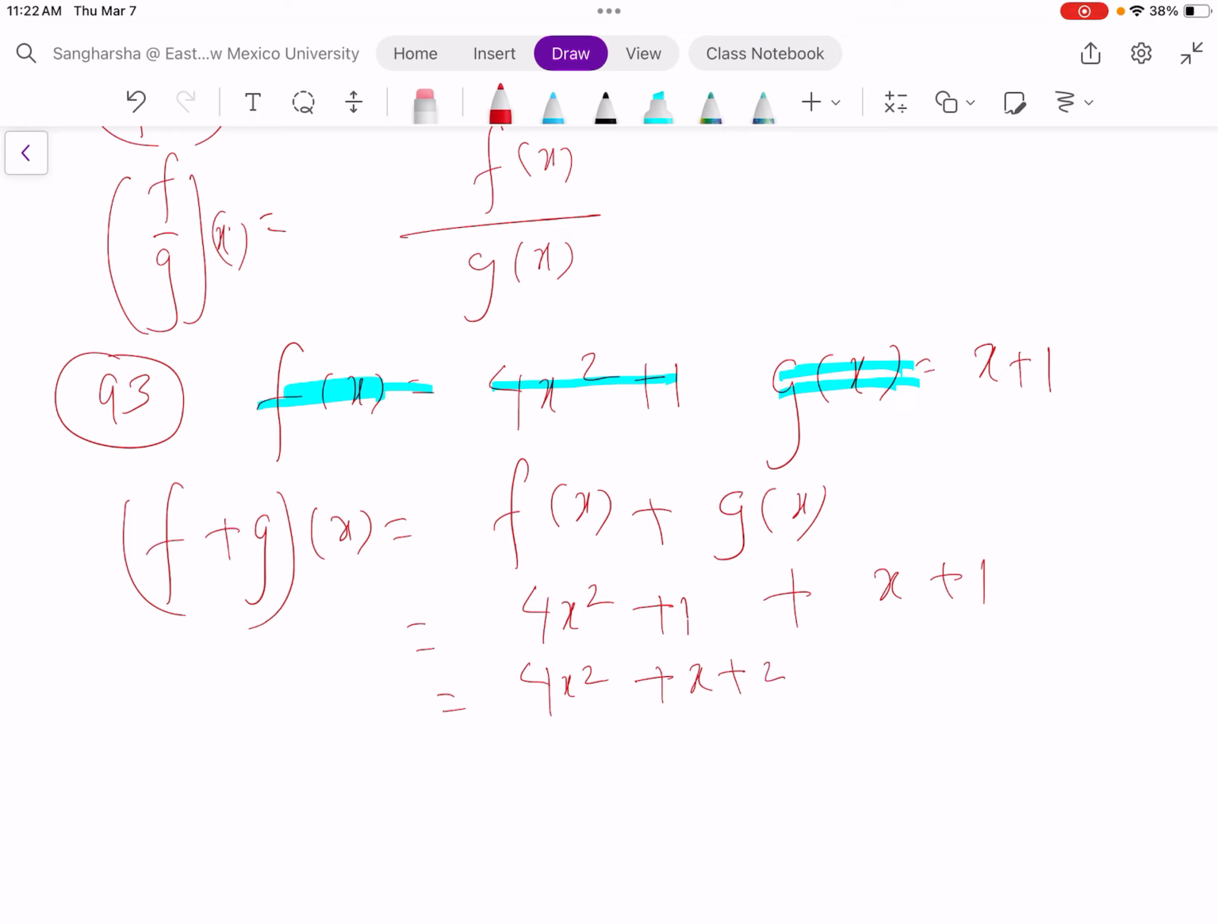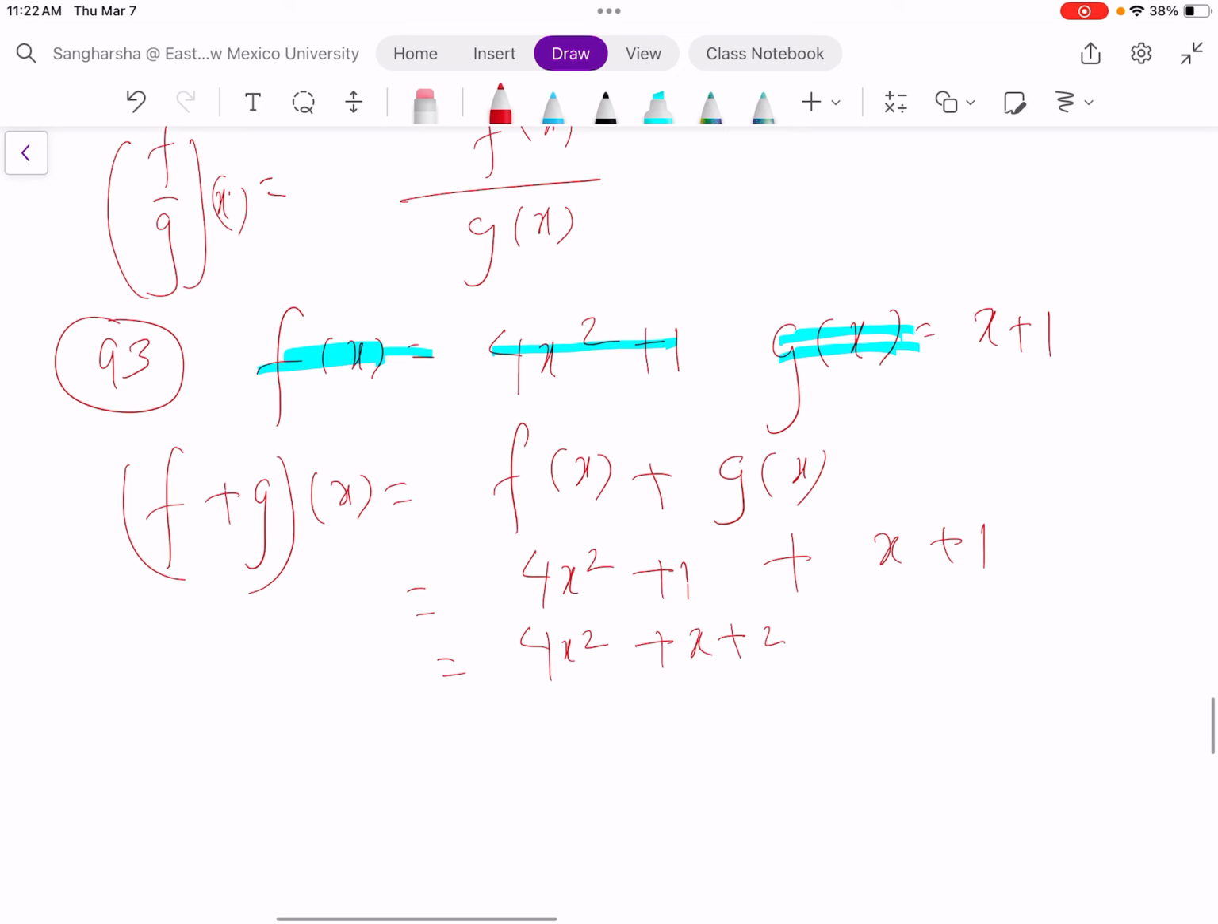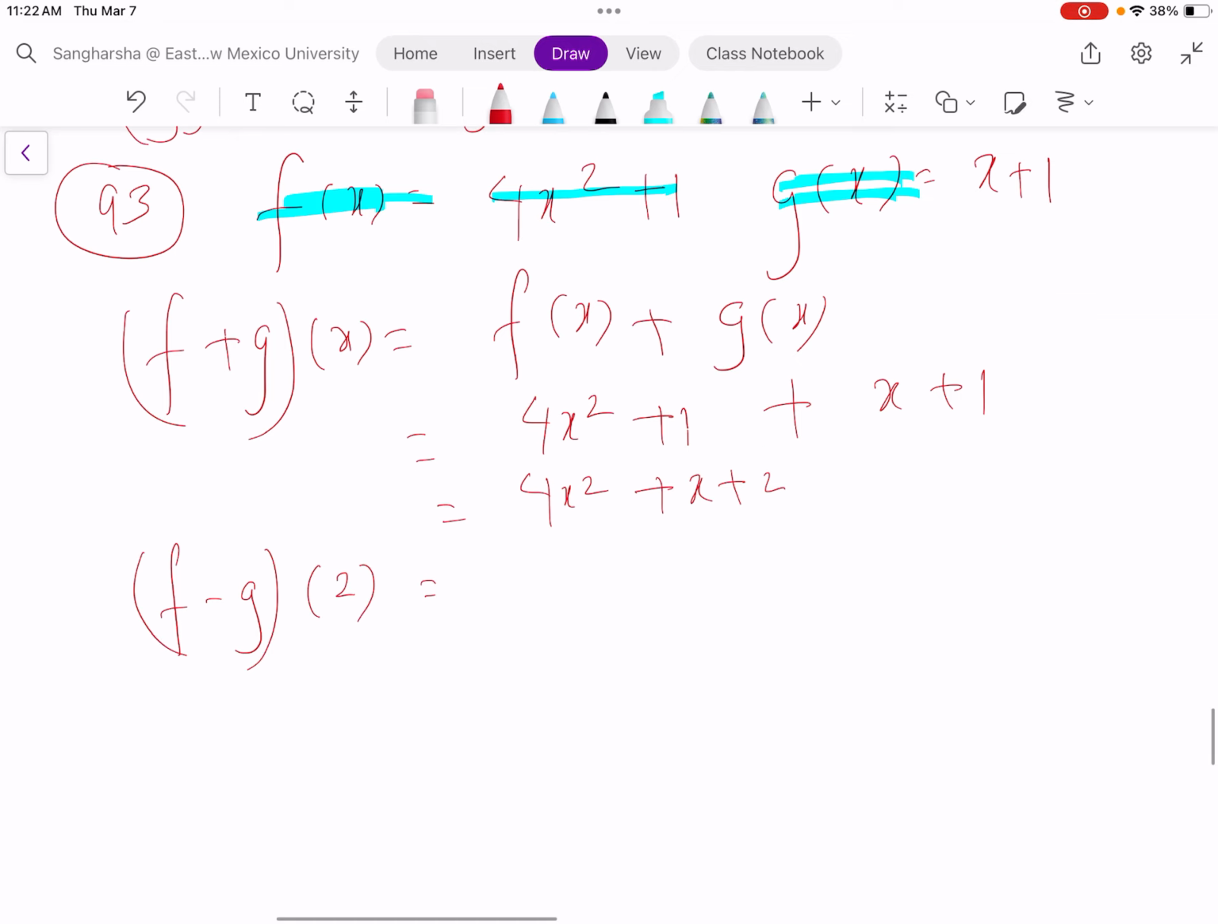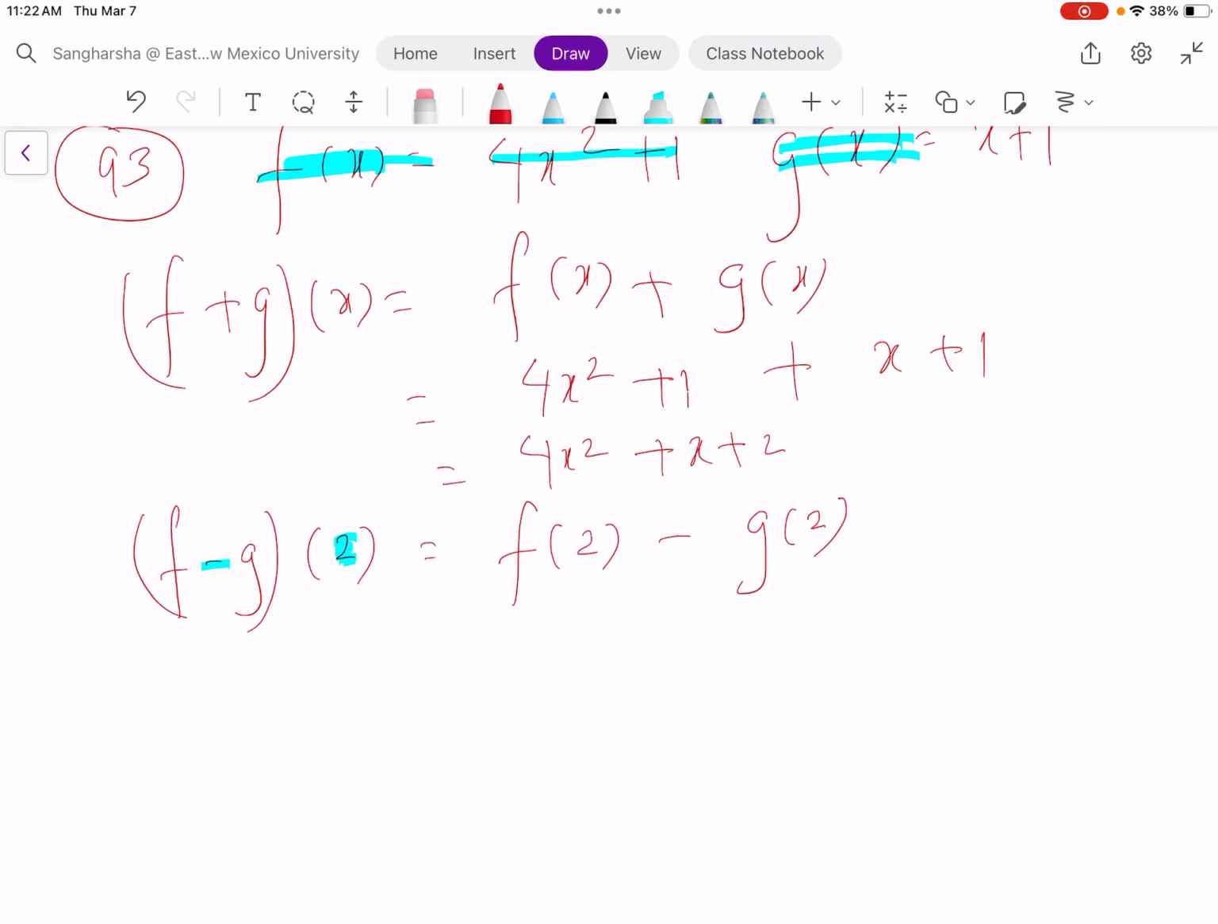You are adding the functions, you get f plus g. And similarly for f minus g, you find the difference. Okay, and when you find the difference, you have to be careful. So let's find f minus g of 2. How do we find this? We have the difference, and instead of x we have 2, so you're going to substitute 2 for every x, and you're going to find the difference of the two functions. So this is f of 2 minus g of 2. The only difference is that we have a specific input 2 instead of x.